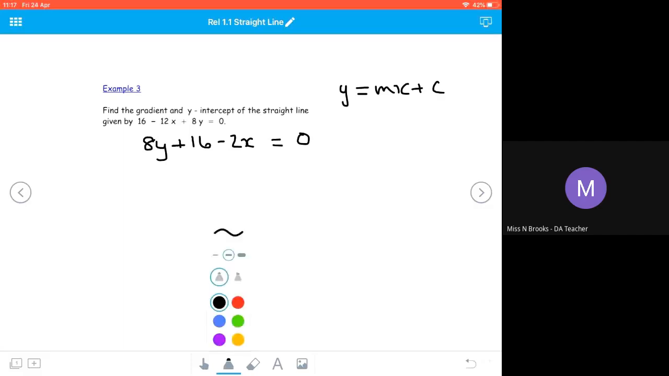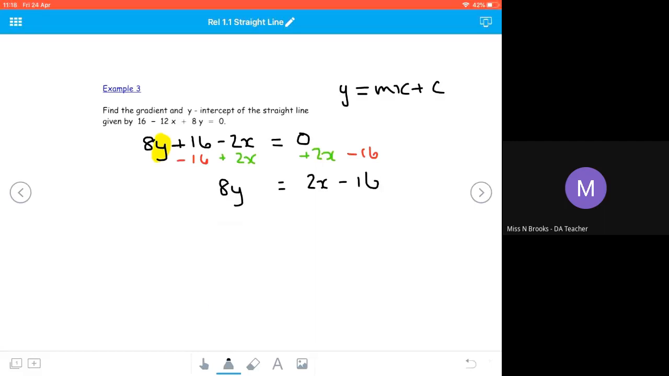So what are we doing? We're isolating that y term. So the first thing we're going to do is we're going to get rid of that plus 16. So that's take away 16. And we want to get rid of that minus 12x. So we're going to add 12x. So we need to add the 12x onto this side. And I forgot to write the take away 16. So we've got 8y equals 12x take away 16.